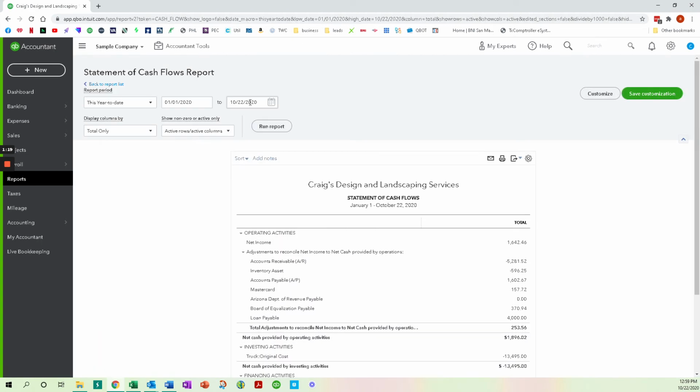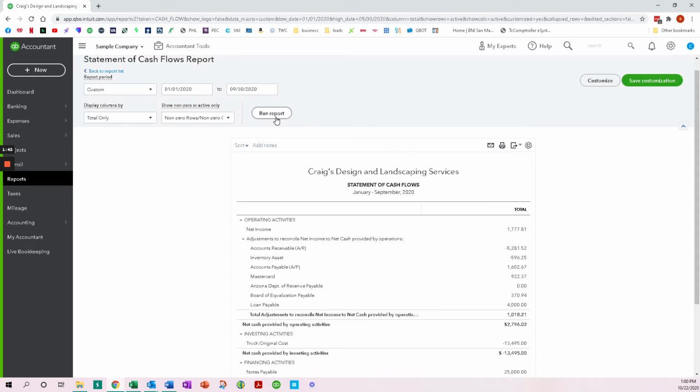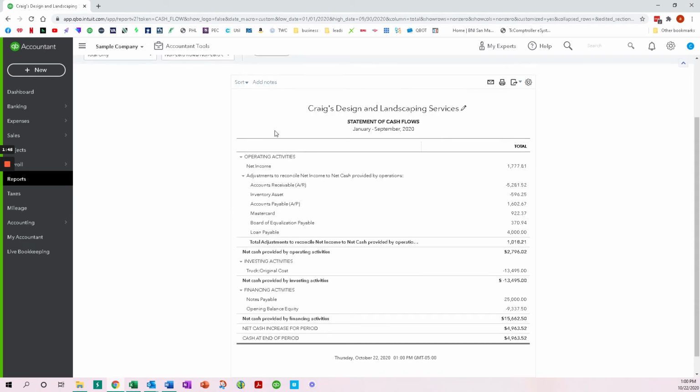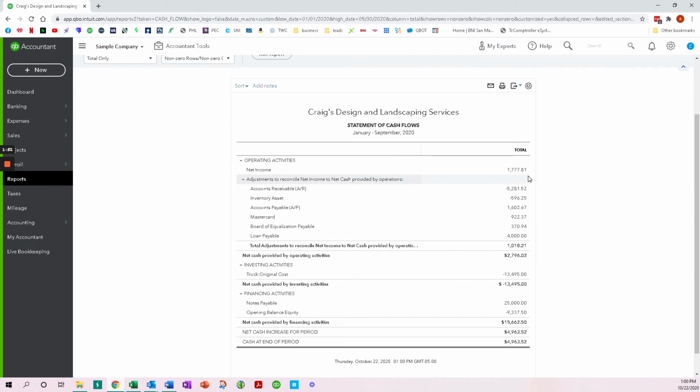The first thing I'm going to want to do is make sure that the dates are for the same time period that our other two reports were run for. And I should have gone back here and selected to only show non-zero lines. That will get rid of this annoying little zero line down here. There we go.